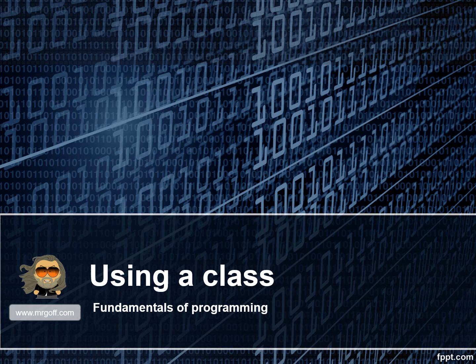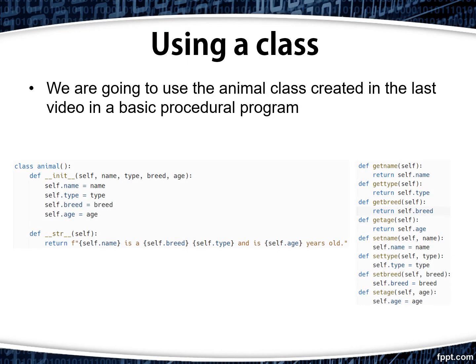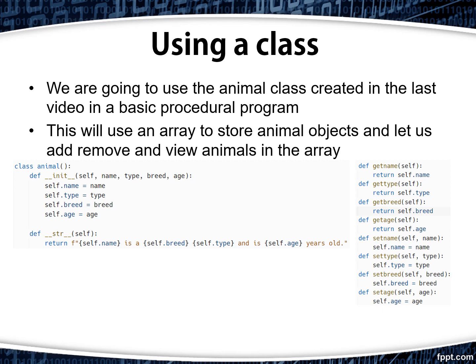This video will go through using a class and the objects you can create with it in a larger program. In this video, we're going to use the animal class created in the last video in a basic procedural program. This will use an array to store animal objects and let us add, remove and view animals in the array.